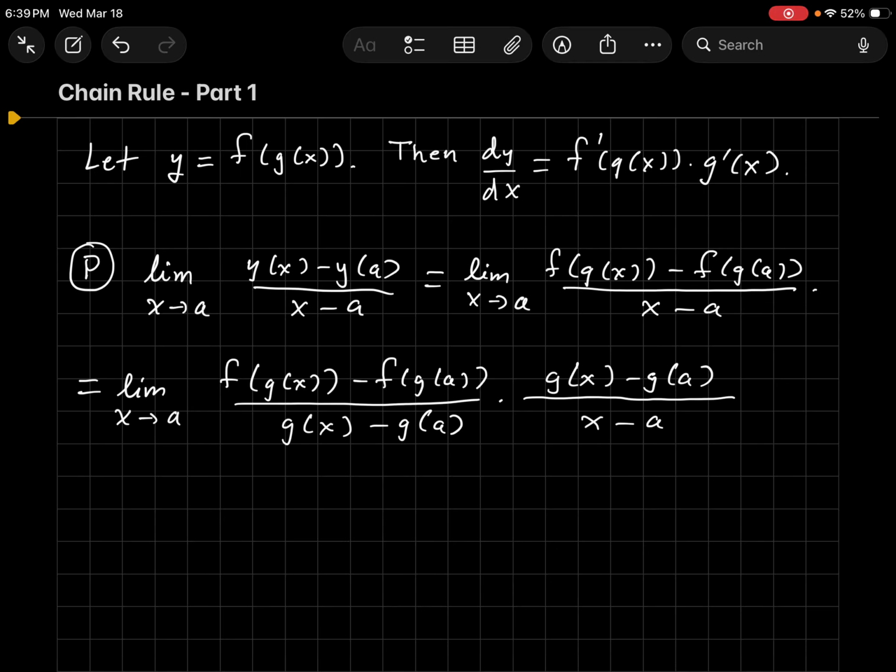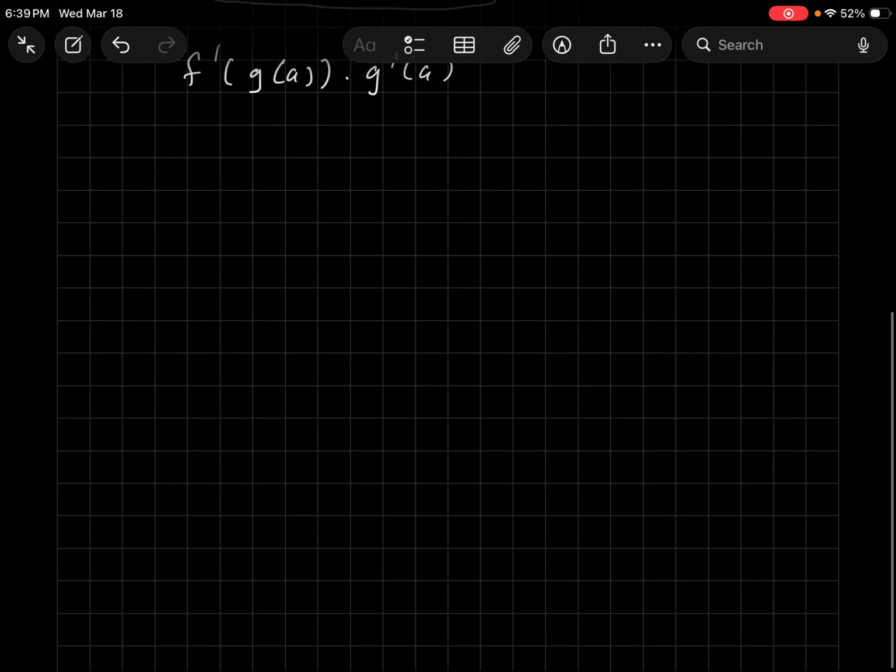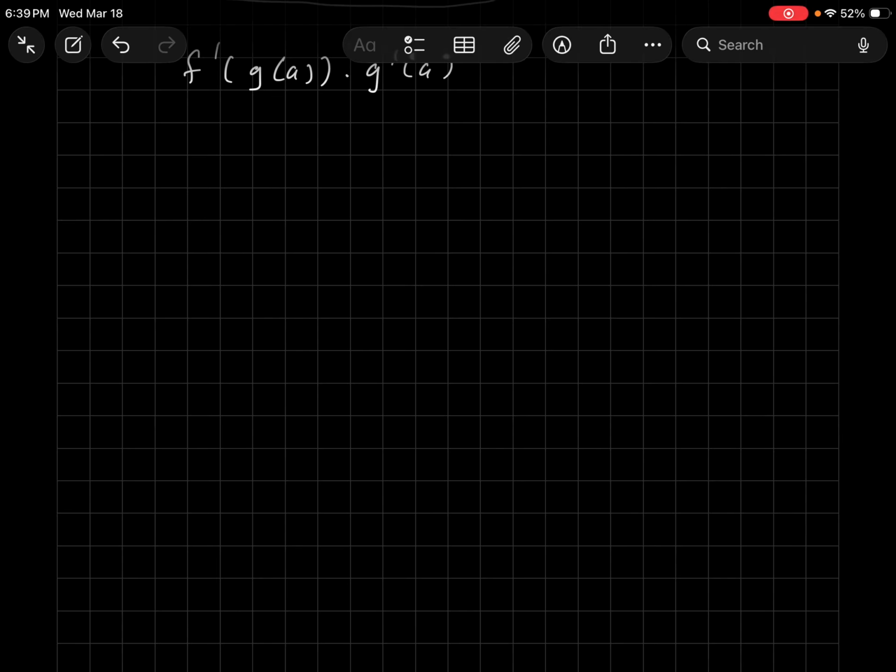So this first part, as x goes to a, which means g of x goes to g of a, is the derivative of our function at g of a, or g of x. And this back part, as x goes to a, is the derivative of g at a, or g at x. Let's do some examples to help us understand it and just get some practice with the chain rule.